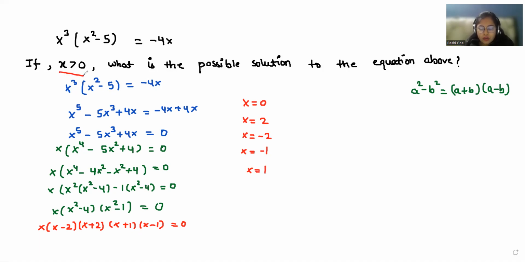So as we already know, our x is greater than 0. So we eliminate these cases. So our two possible solutions are either x is equal to 2 or x is equal to 1.